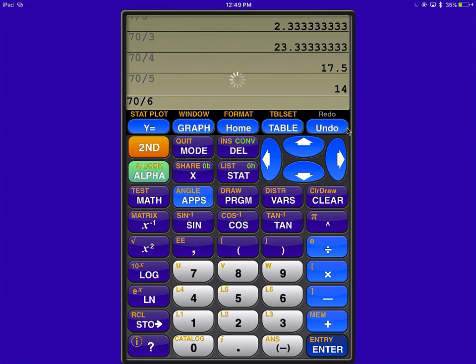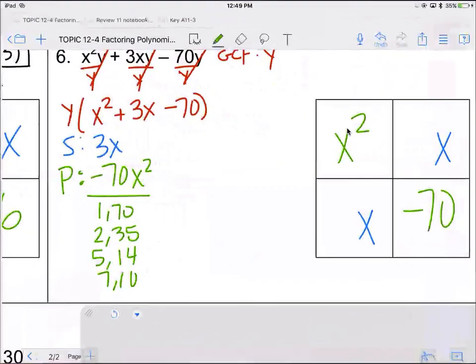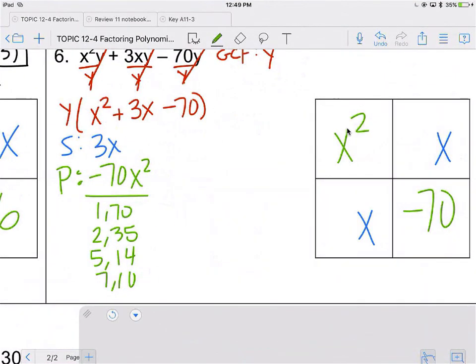70 divided by 6, 70 divided by 7. Oh, that's a whole number, write that. 70 divided by 8, 70 divided by 9. And we've already done 70 divided by 10 because that came out of 7 and 10. So if you struggle to get those factors, sit there on that calculator and work.